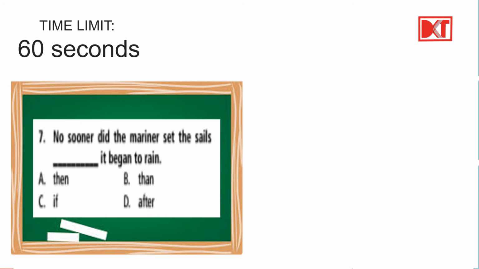Alright, now next. No sooner did the mariner set the rails, dash, it began to rain. Then it began to rain, if it began to rain, after it began to rain. Okay, so here the correct answer is "then it began to rain." No sooner did this happen than it began to rain.